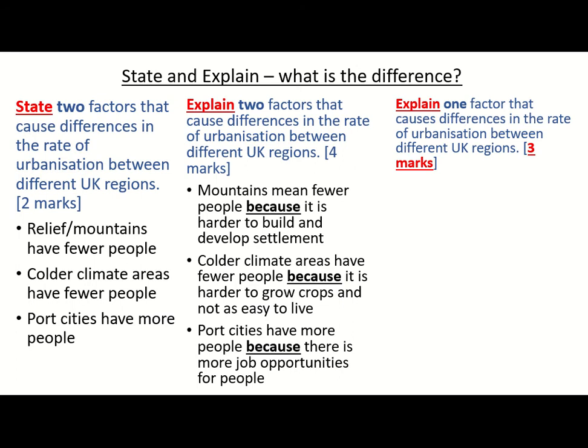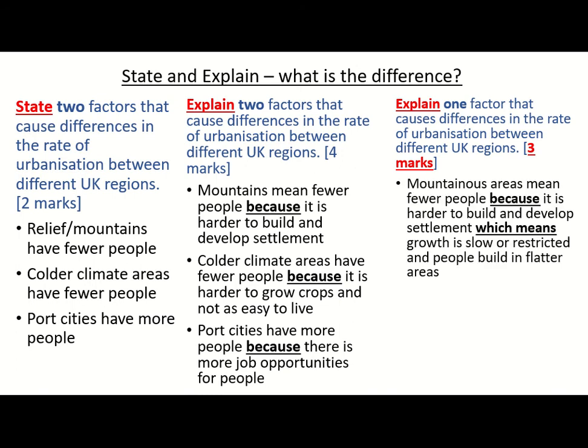The third one, again, you see the distinction between the types of marks. This actually wants you to explain 1 factor. So you've got to take one of these and try and develop it a couple of times, okay, to get 3 marks. So mountainous areas mean fewer people, 1 mark, because it's harder to build and develop.